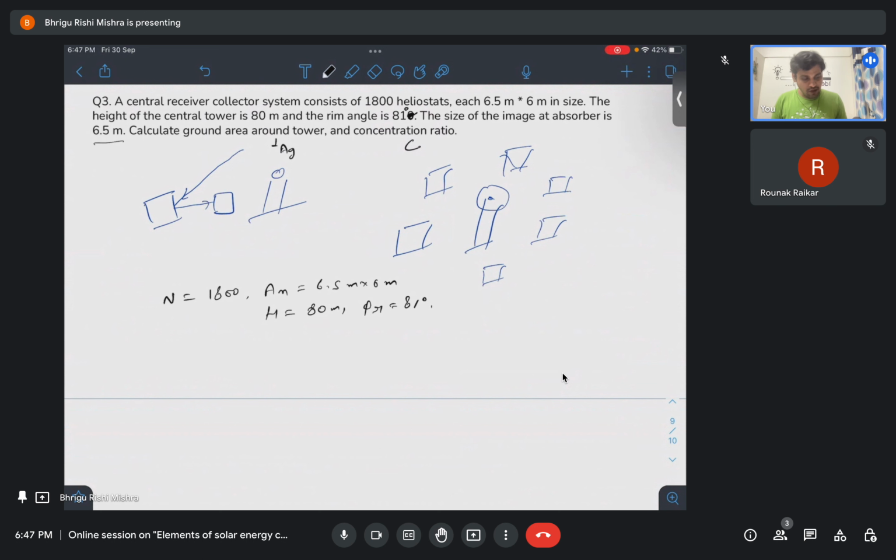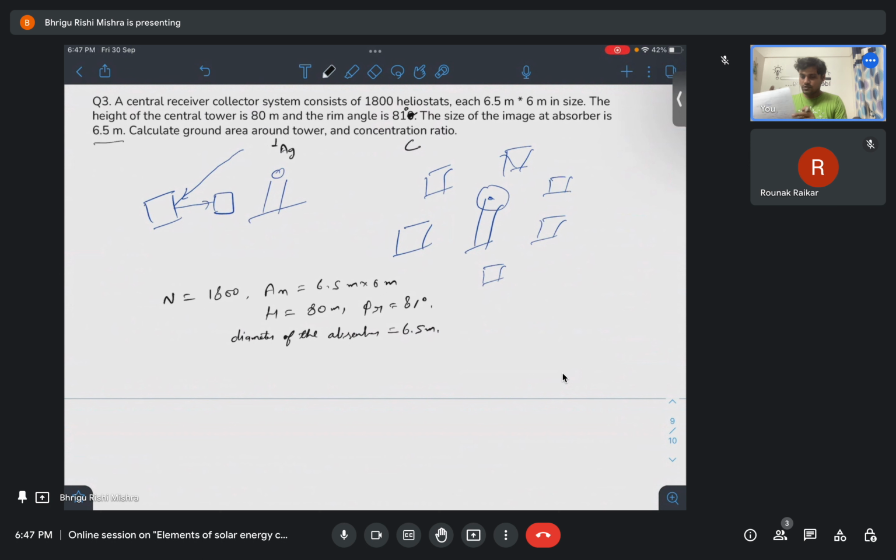The size of the image at the absorber is 6.5 meter. So here the size of the image is equal to the absorber size or the receiver size. So you can say that the diameter of the absorber is 6.5 meter.